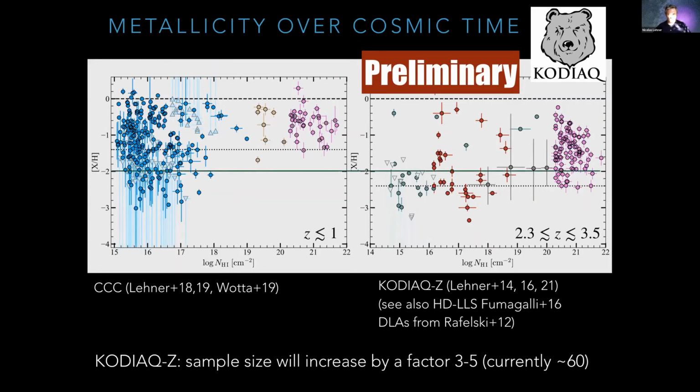But this survey was mostly focusing on higher HI column densities. I don't really have time to explain all the richness that we get from this plot, but you can see that some absorbers, comparing high redshift to low redshift, have not evolved over cosmic time. We find very low metallicity gas and very similar metallicity at both high and low redshift. You can also see that there seems to be a lack of very metal-enriched gas at low HI column density. So with KODIAQ-Z, we hope in the next few months to increase the sample by a factor of 5 to have a very large metallicity sample.